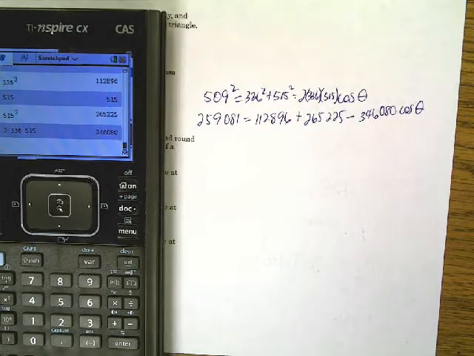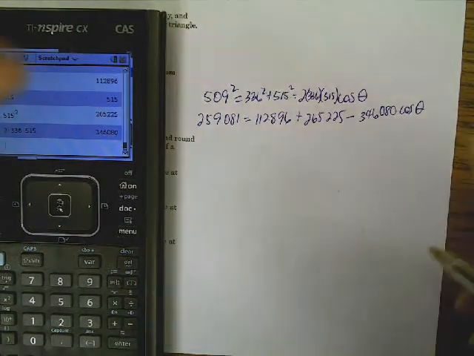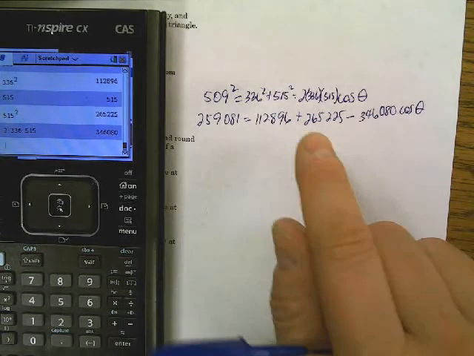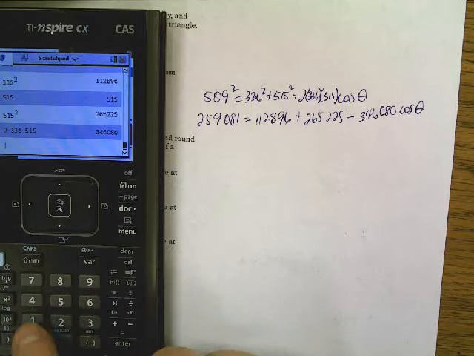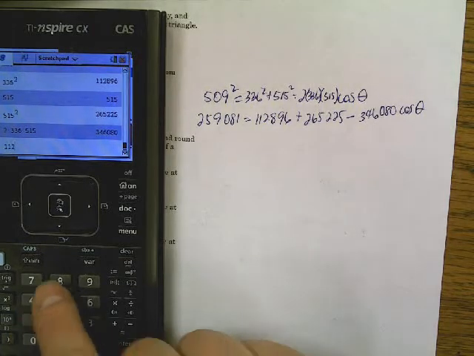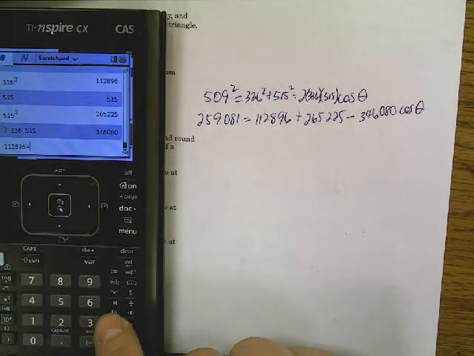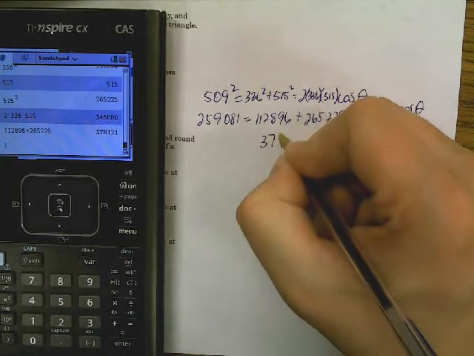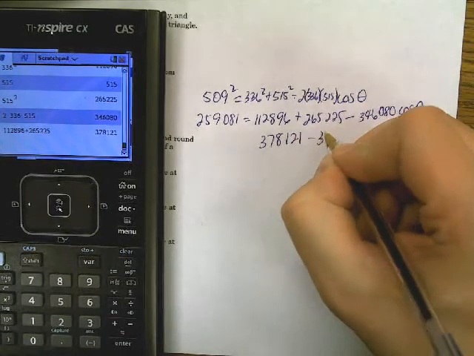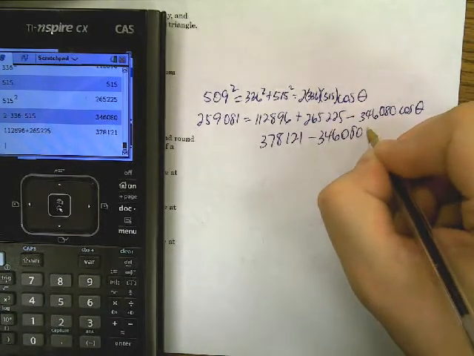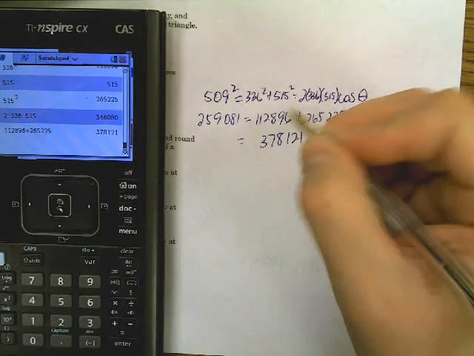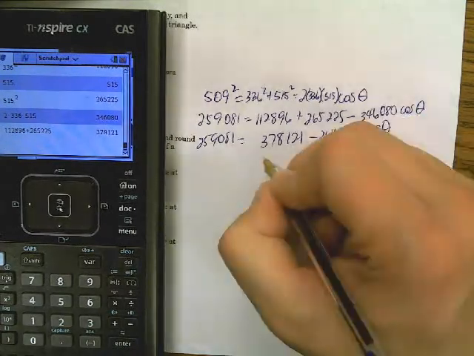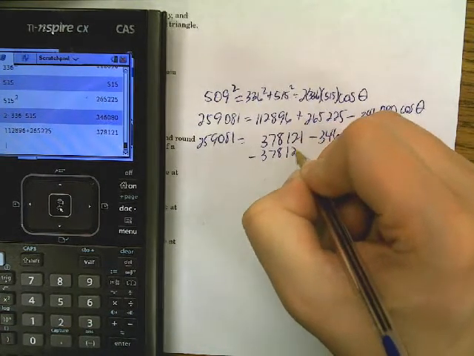Okay, so now you can subtract this off, or you can add these two together because there's nothing going on with those. So you can say 112,896 plus 265,225 is 378,121 minus 346,080 cosine of theta equals 259,081. I'm going to subtract this, 378,121.